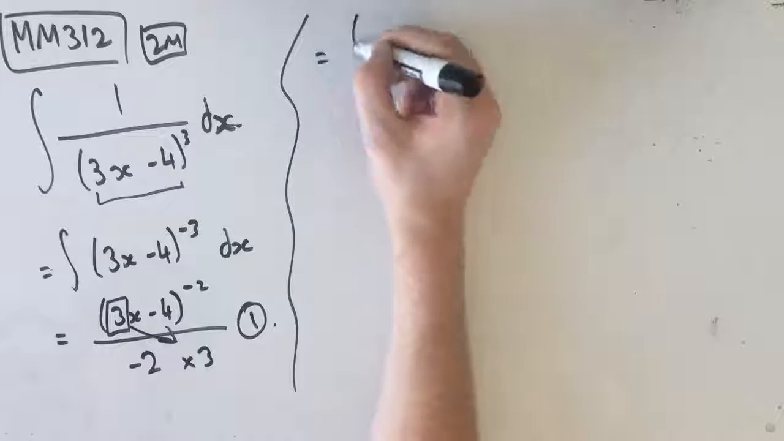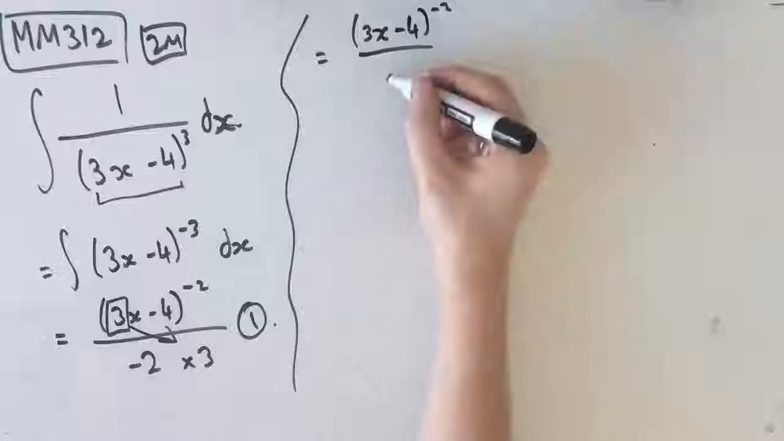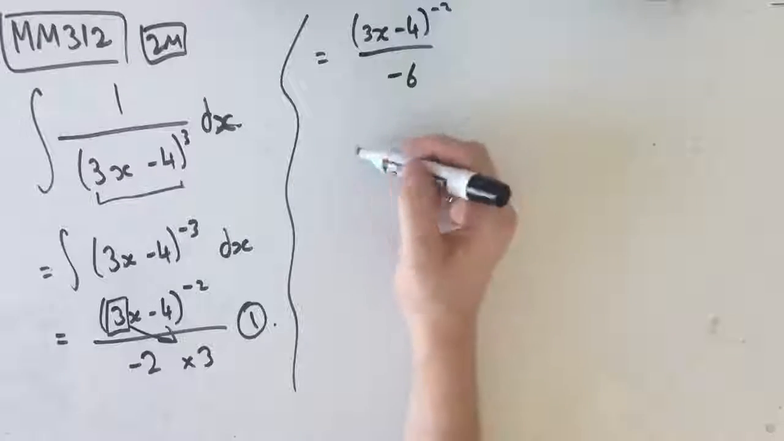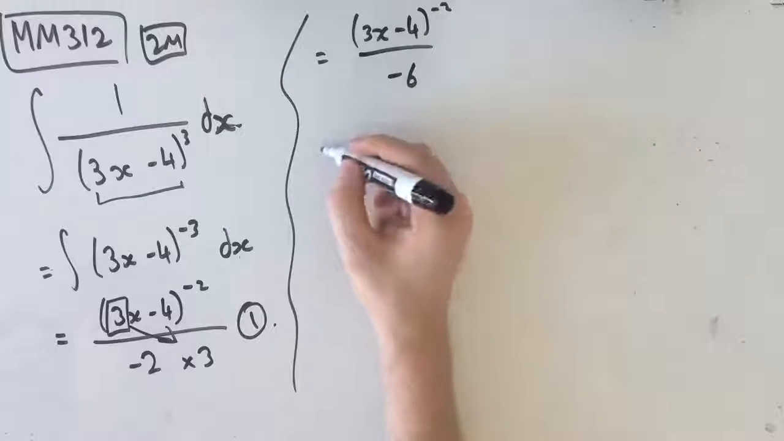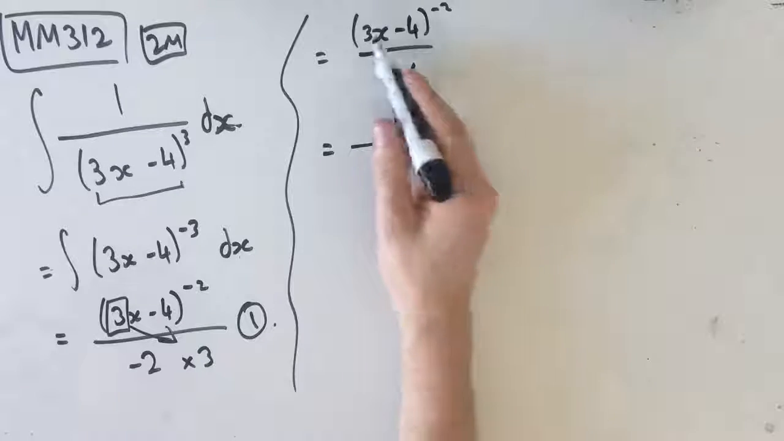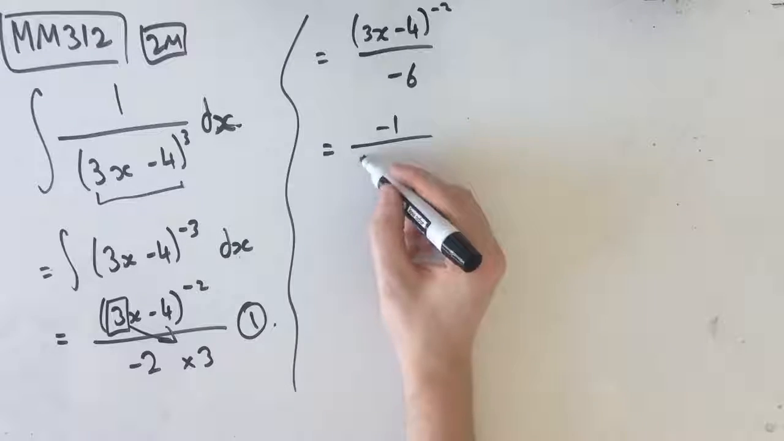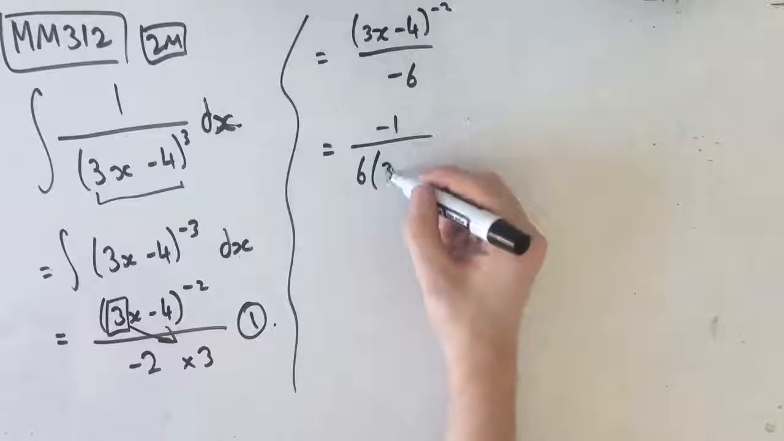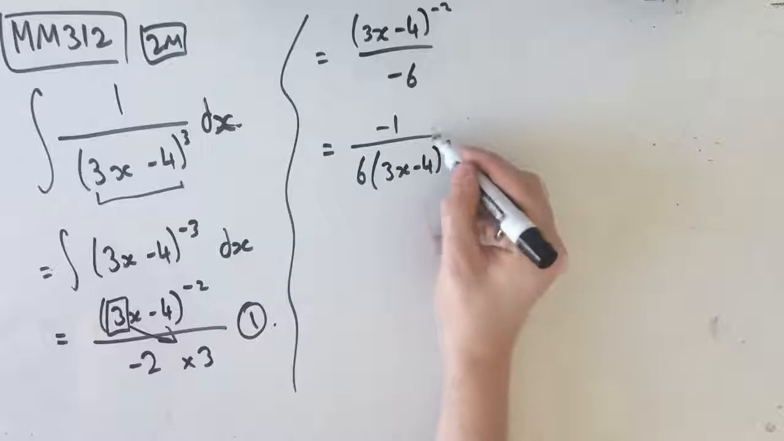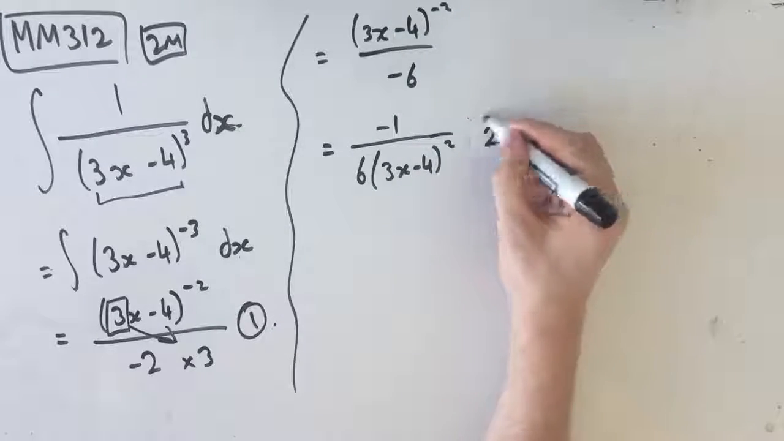which means that we get (3x − 4) to the power of negative 2 over negative 2 times 3, which is negative 6. But we don't want this negative index in our final answer. So I'm going to say that we have negative 1, I'm just moving that negative to the top. I like having the negatives on the top, doesn't really matter either way. And we get 6 on the bottom and then (3x − 4) to the power of 2. Okay, so whenever we've got a negative index, we can move that whole thing to the bottom. That's our second and final mark.